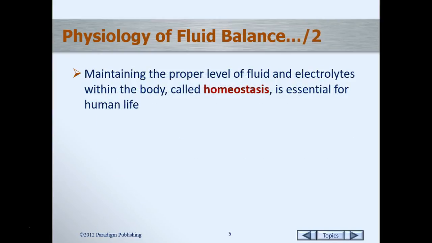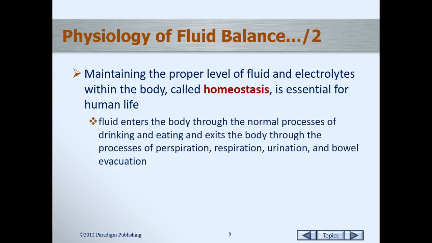Maintaining the proper level of fluid and electrolyte within the body is known as homeostasis. And as you've learned in 109 and we've talked about in 104, homeostasis is essential for human life. The fluid enters the body through the normal processes of drinking and eating and will exit the body through perspiration, respiration, urination, and bowel evacuation.